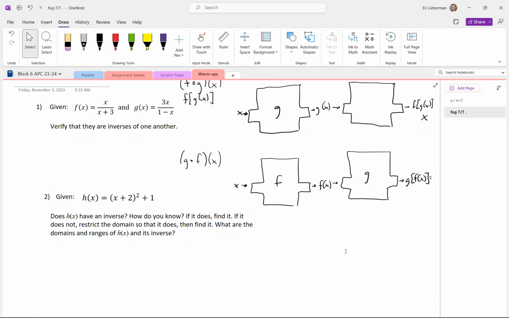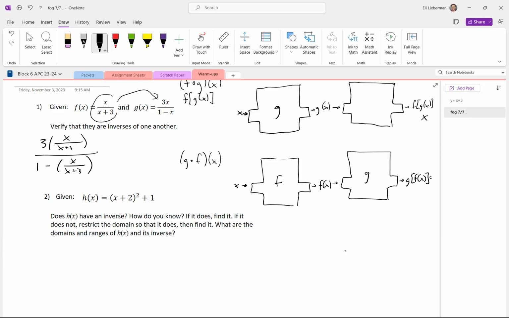Okay, F into G it is. First one I heard was F into G. I'm going to do this one first. Okay, so if I'm playing F into G, it's going to become 3 times x over x plus 3 over 1 minus x over x plus 3. Does that make sense as a start?